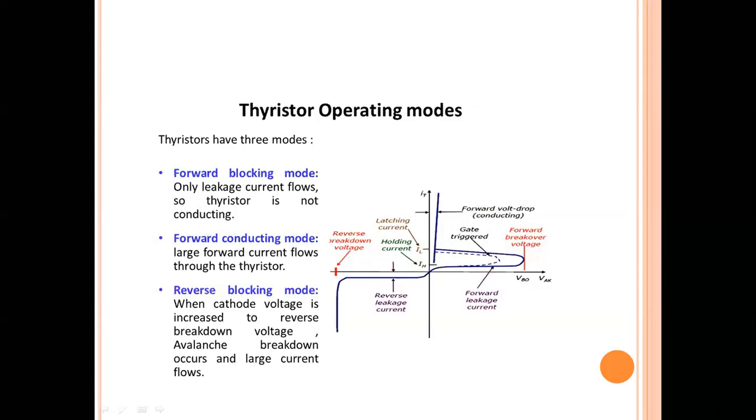Okay, then coming to this VBR, that is the reverse breakdown voltage. This is the maximum value of voltage the device can withstand when it is in the reverse state. That means when the device is applied with the reverse voltage, so the cathode is made more positive than the anode, then the device is capable of holding a particular voltage. That particular voltage value is considered the reverse breakdown voltage.